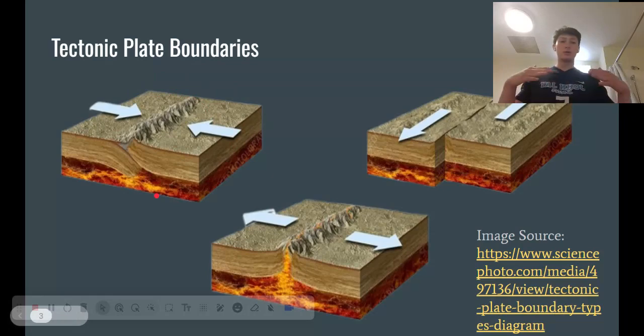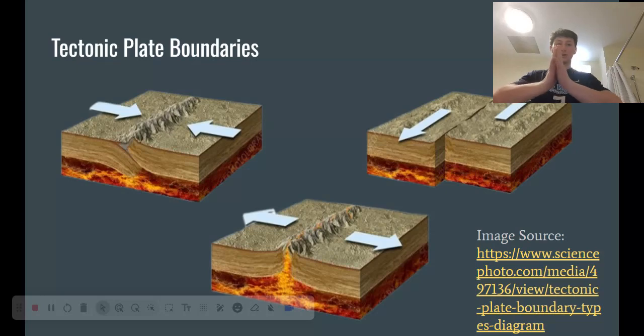First, I'll start with the convergent plate boundary right here on the left. This is when two plates collide, when they converge. We have three types of this. We have continental-continental, which is when the two continental crusts converge. They create mountain ranges like that. Then you have continental-oceanic, where the oceanic will just subduct under and melt back into the mantle.